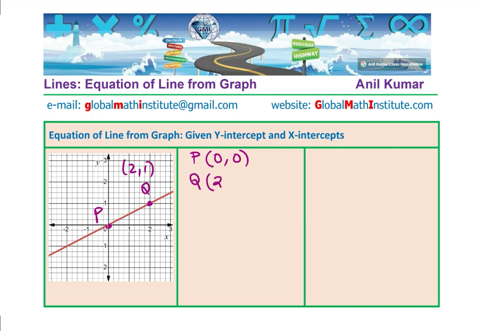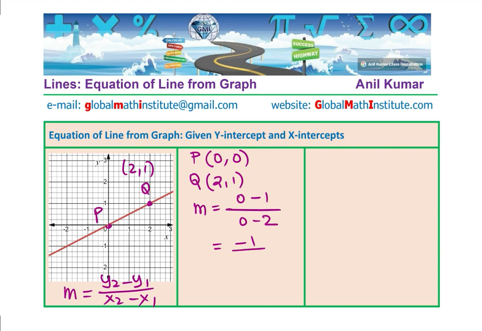From here, I can find the slope, using the formula. Change in y over change in x, y2 minus y1 over x2 minus x1. Change in y is 0 minus 1. Change in x is 0 minus 2. So that gives me minus 1 over minus 2, or a slope of half. The slope is positive, since the line is rising. So that is the slope.